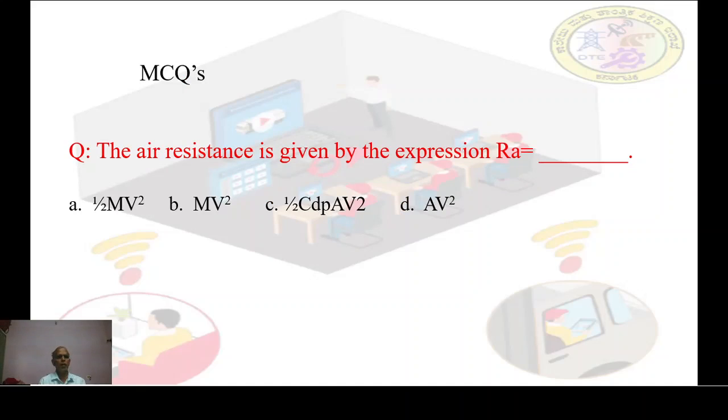The question number 4. The air resistance is given by the expression, formula Ra is equal to. The choice answers are: A, half mu square; B, mu square; C, half CD rho AV square, where rho means density; and D, AV square. The correct answer is number C, half CD rho AV square.